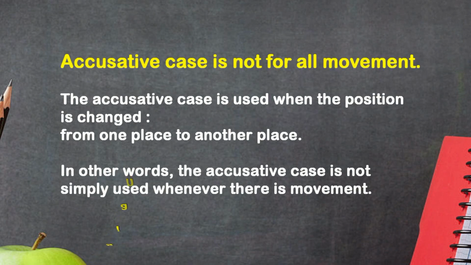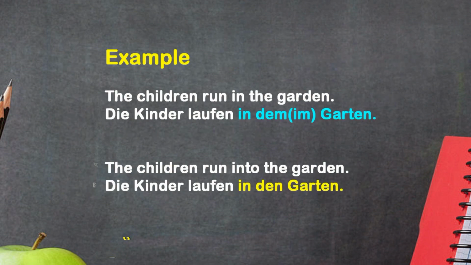A point to remember here: the accusative case is not for all movement. The accusative case is used when the position is changed from one place to another place. In other words, it is not simply used whenever there is movement. For example, the children run in the garden: Die Kinder laufen in dem or im Garten. In this case, children are running but inside the garden, so there is no movement from one place to another place. That is why we have used the dative case here.